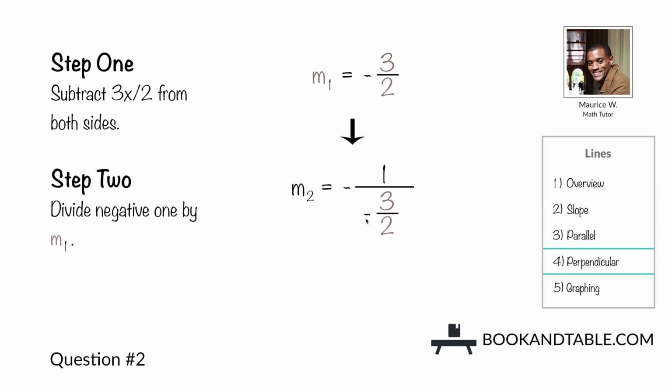Negative 1 divided by negative 3 over 2. You want to multiply the numerator 1 by the reciprocal 2 over 3. So negative divided by negative is positive. 1 times 2 over 3 would give us 2 over 3. Remember, when you're dividing by a fraction, it's the same as multiplying the numerator by the reciprocal. The reciprocal means that you switch the 2 and the 3. You switch the numerator and the denominator. So 1 times 2 over 3 is 2 over 3. So this is the slope of the line that we are looking for.